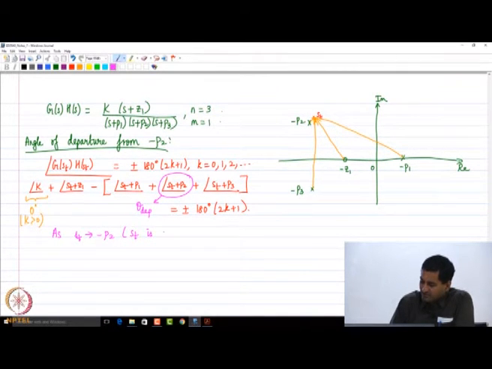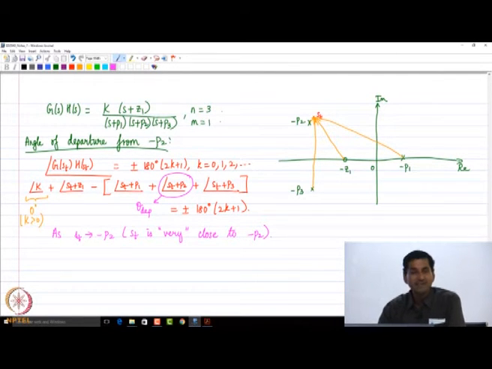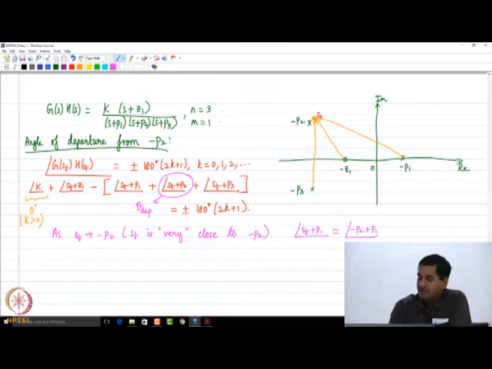you know, very close to minus p2, you can see that all the other angles become like this. st plus p1 can be approximated as minus p2 plus p1. What is minus p2 plus p1? It is the angle made by the vector drawn from minus p1 to minus p2. Do you agree?